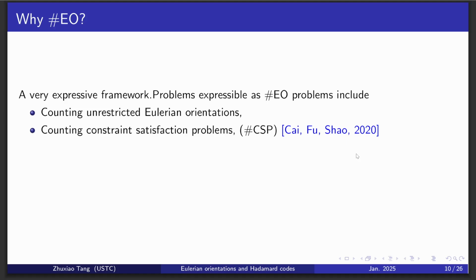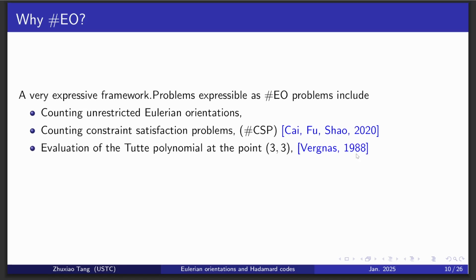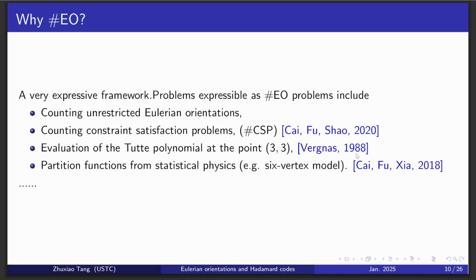Also, in 2020, Cai, Fu, and Shao proved a theorem showing that counting constraint satisfaction problems can be expressed by counting EO problems. And we know that counting CSP is very expressive. This theorem shows that counting EO problems is even more expressive than counting CSP. And the evaluation of the Tutte polynomial at the point (3,3) can also be expressed in the EO framework. Other examples include calculating the partition function of the 6-vertex model.